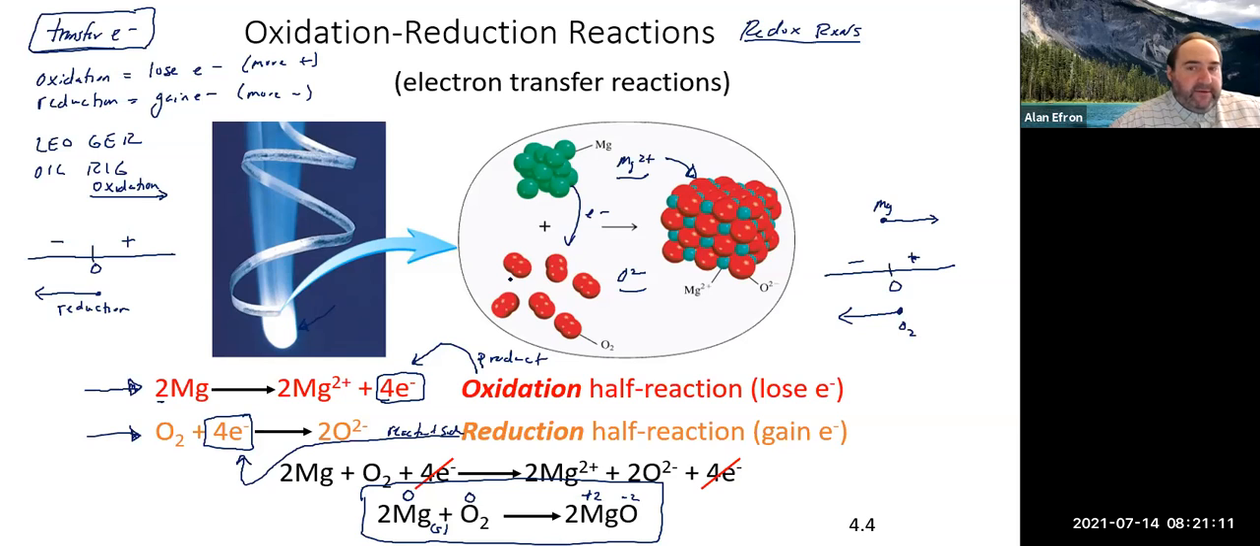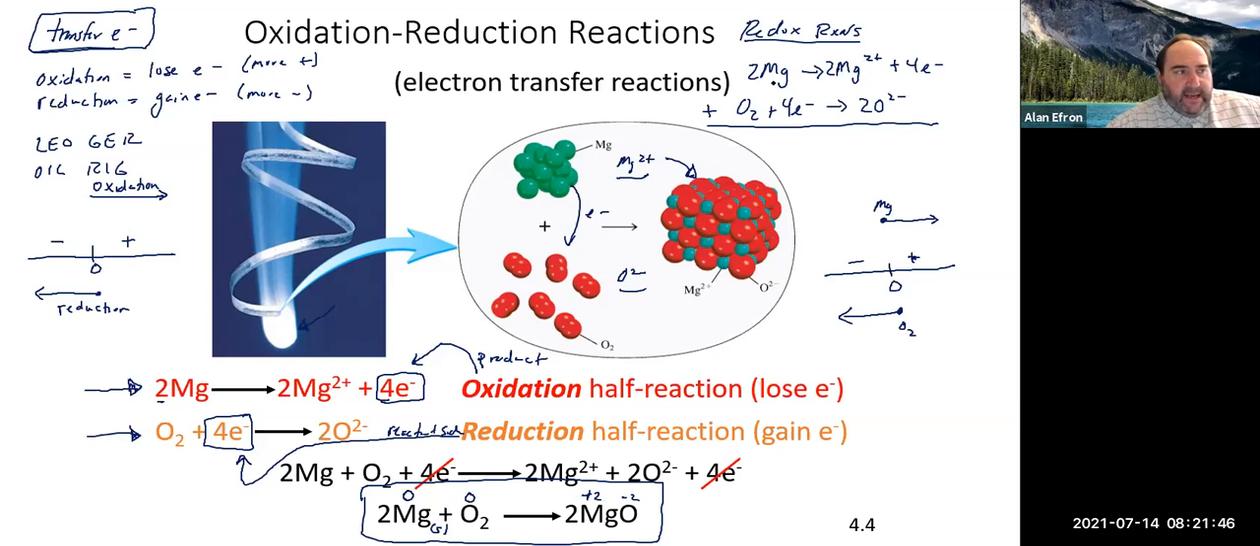Now, when we have these two half reactions, we actually can add them back together, and when we add them back together, we can get the overall reaction. So I'm just going to rewrite those two half reactions. We have our magnesium half reaction. We have our oxygen half reaction, which is our reduction half reaction. We can now add these two half reactions together.